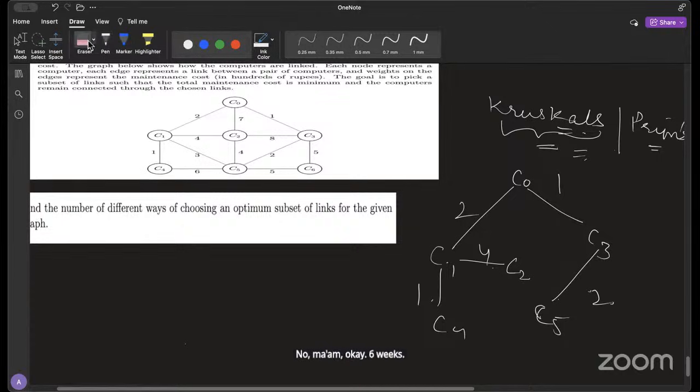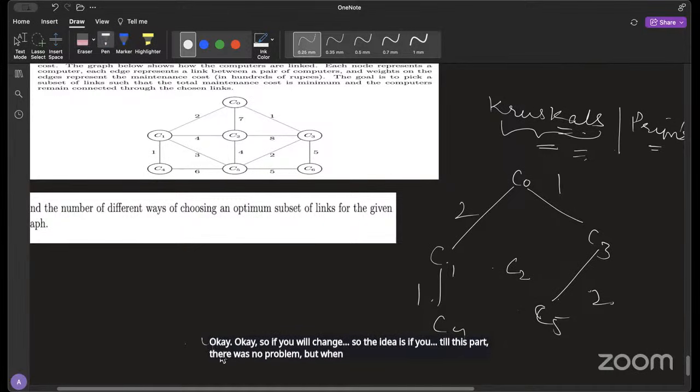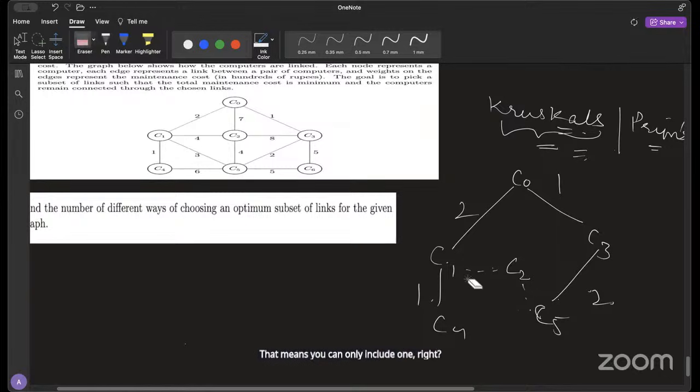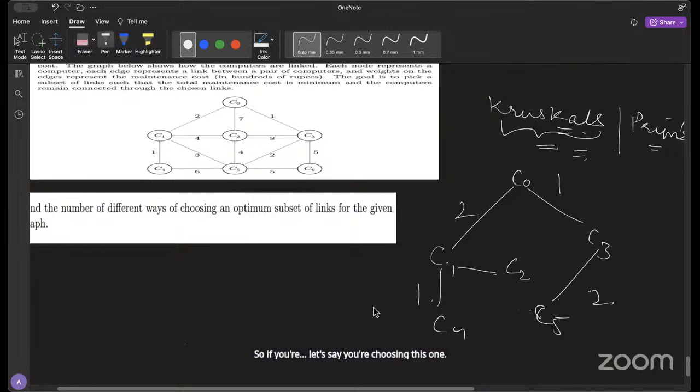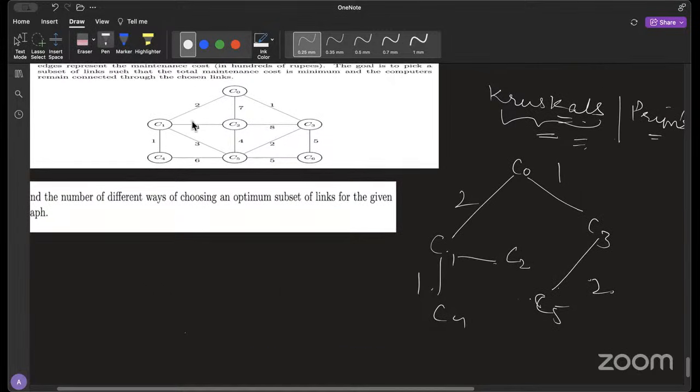C6 you have to take. So the idea is till this part there was no problem, but when you're coming to weight 4, you have 2 edges with weight 4, this one and this one, and you can't include both of them together. That means you can only include one, right? Either you'll keep C1, C2 and eliminate C2, C5, or you'll keep C2, C5 and eliminate this one. So if you're choosing this one, there are 2 ways to it, right?